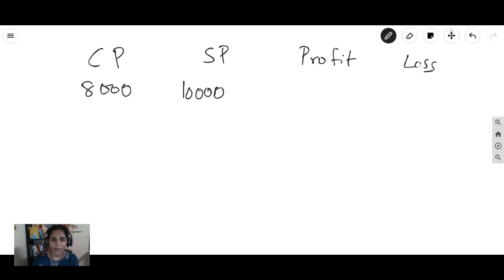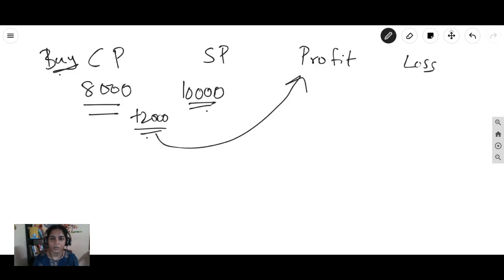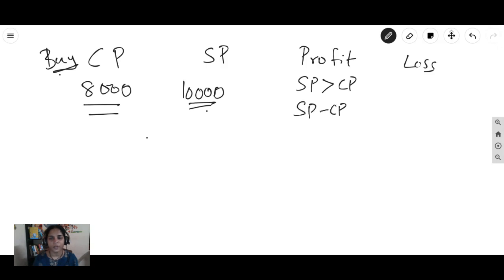You're selling it, so this is called the selling price. How much did you buy it for? You had to give money and take it, so that is the cost price. Now, if you have bought it for this and sold it for this, what happens? Do you have some money left with you? Yes, you have 2,000 rupees left with you. That means you made a profit. So, in a profit situation, the selling price will always be greater than the cost price. And how do you find the profit? Take the selling price, subtract the cost price, and you will get the profit.